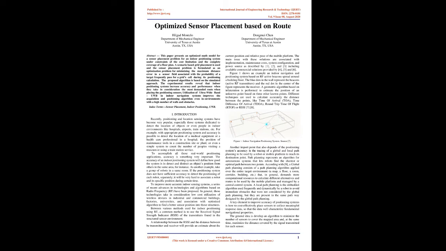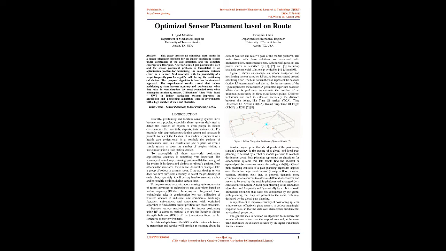To build more accurate indoor sensing systems, a series of recent advances in technologies and algorithms based on radio frequency, RF, have been proposed. In general, those technologies take into consideration low-cost utilization of wireless devices in industrial and commercial buildings, factories, universities, and association with optimized algorithms to find a better sensor position in those structures. Among various methods used for indoor positioning using RF, a common method is to use the received signal strength indicator, RSSI, of the transmitters found in the structured sensor environment. A relationship between the RSSI and the distance between transmitter and receiver will provide an estimate of the current position and relative pose of the mobile platform.